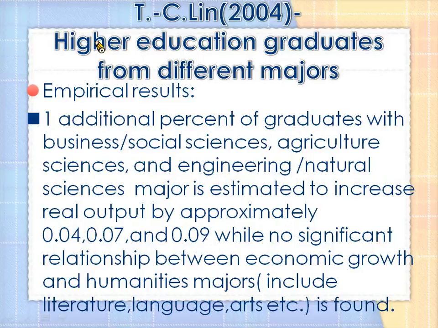And here in his analysis, he further decomposed the education into different fields of study. By different major, different field of study, they find that one additional percent of graduates with business or social sciences, agricultural sciences, and engineering and natural sciences majors is estimated to increase real output by approximately 0.04 for business and social science, 0.07 for agricultural science, and 0.09 for engineering and natural sciences.